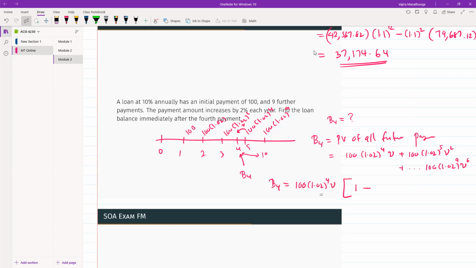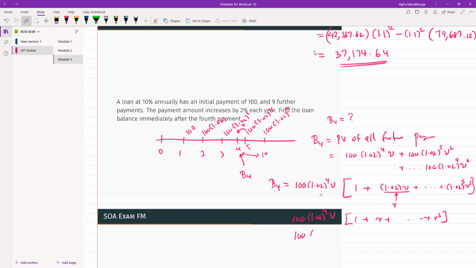Then I end up with here 1. Next one is 1.02 times V all the way up to 1.02 to the 5 and V to the 5. Okay. So there are 6 terms. So if I write this as R, then it's going to be what? 1 plus R plus all the way up to R to the 5. And we know how to get the sum of those values.